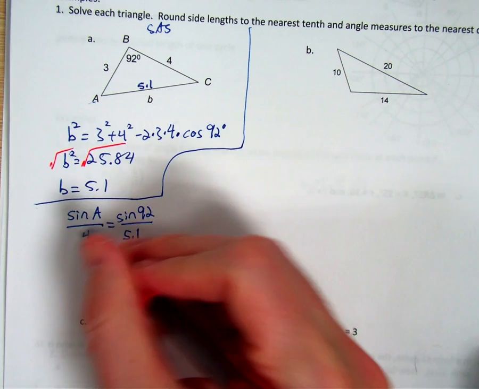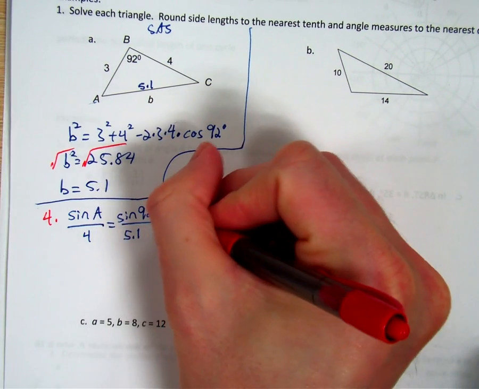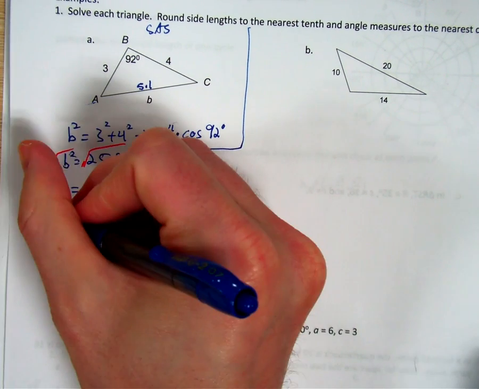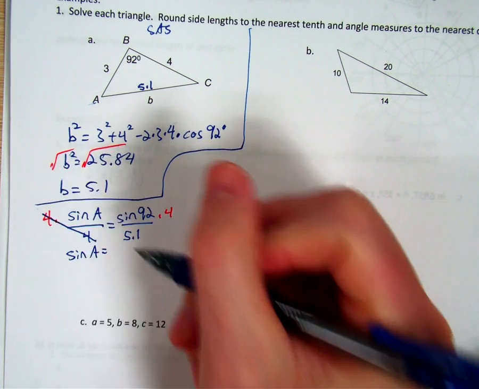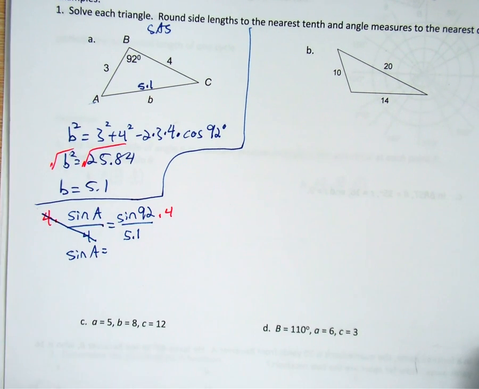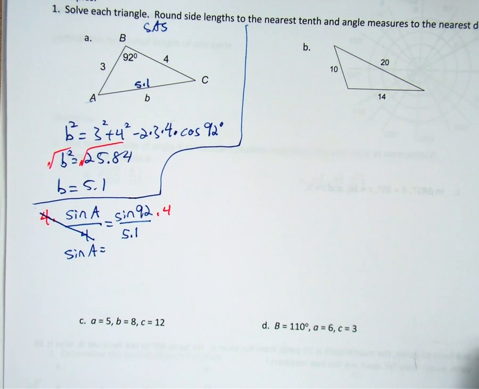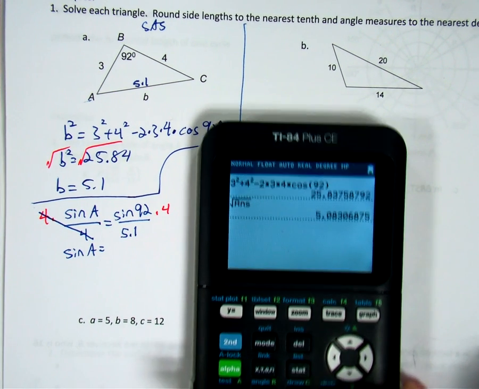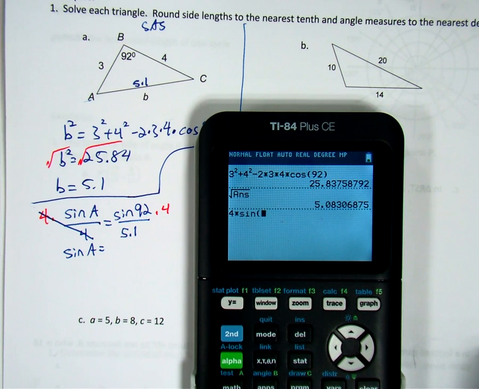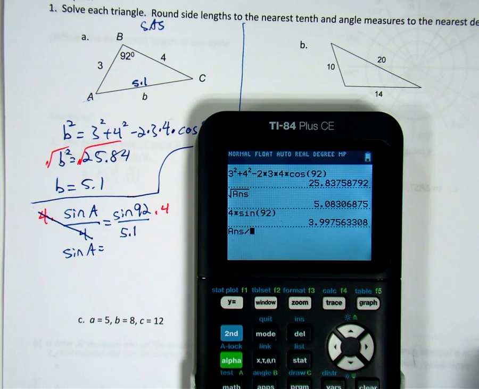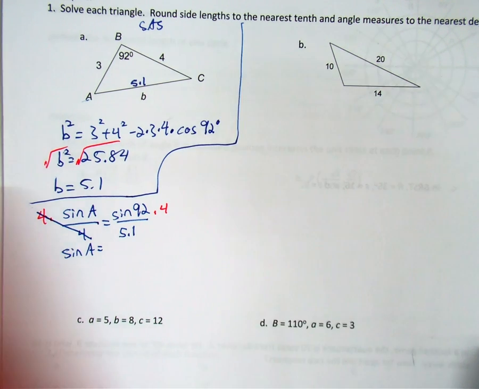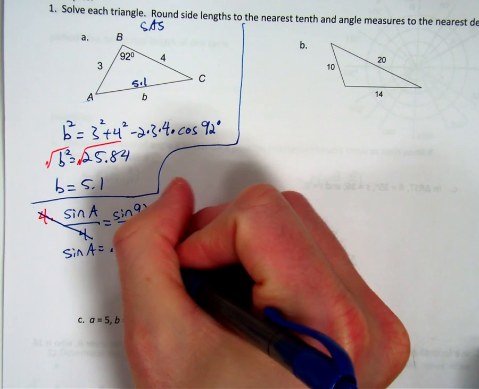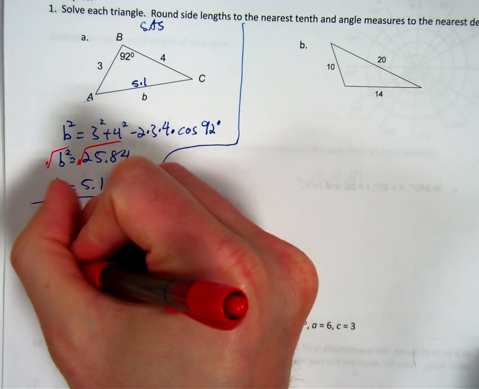Okay, we're going to multiply by 4. Sine of A, and this is going to be a decimal. 4 times sine 92 divided by 5.1. Okay, 0.7838. And you know what to do there. We're going to sine inverse.